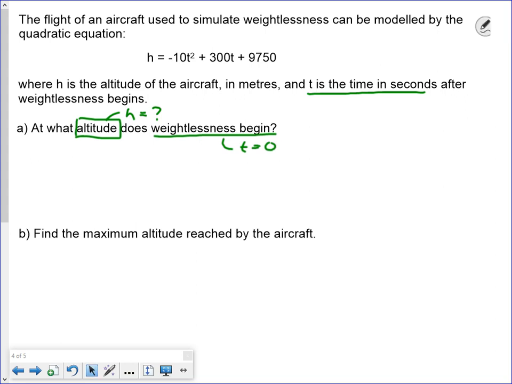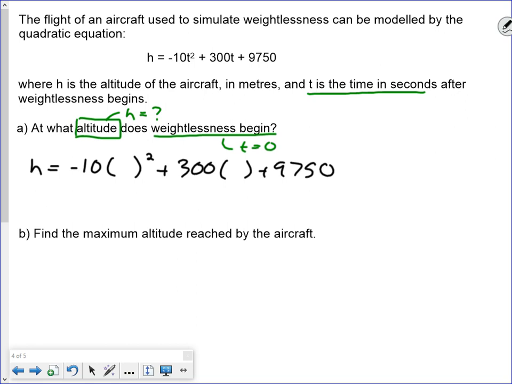So we just want to sub in t equals 0 to our equation and evaluate to find our value for h. So h is going to be negative 10 t squared plus 300 t plus 9750, and we're subbing in t is equal to 0. Well, this is pretty easy because this term is going to be 0 because we're multiplying by 0. 300 times 0 is going to be 0 as well. So we're just going to be left with h equals 9,750 meters. That's when weightlessness begins.